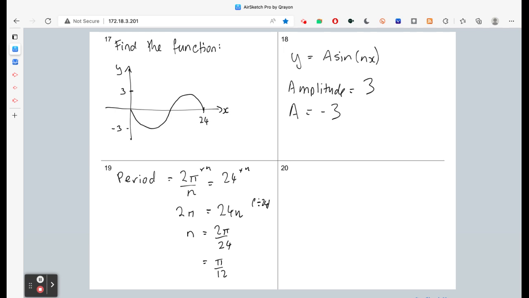So that means that the function is y is equal to negative 3 sine of pi on 12 x, and we're done. You may see it written like this. And if you don't understand why it looks like this, you better ask. These are equivalent. They are exactly the same expression.